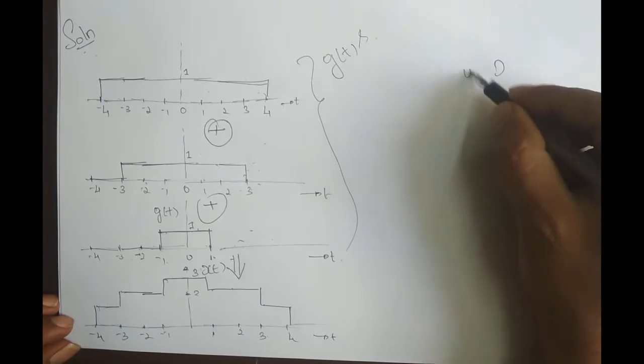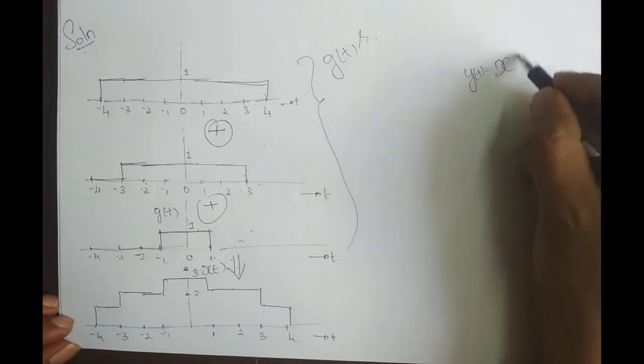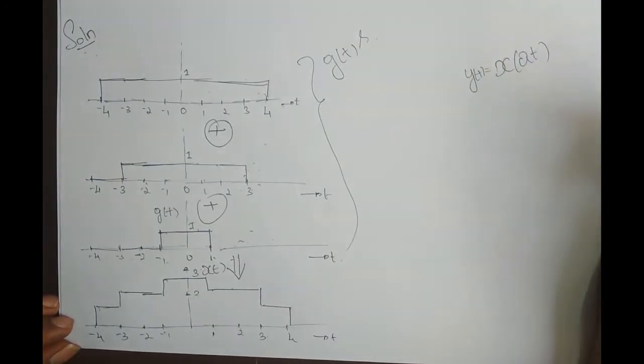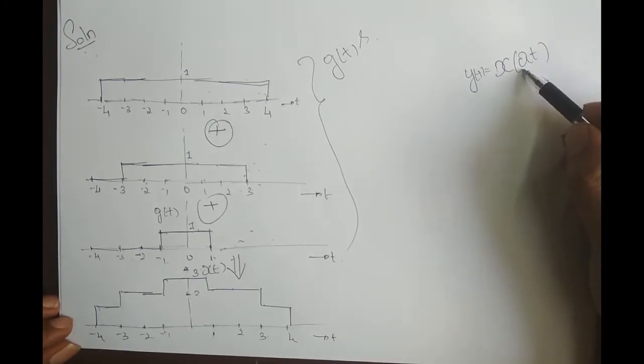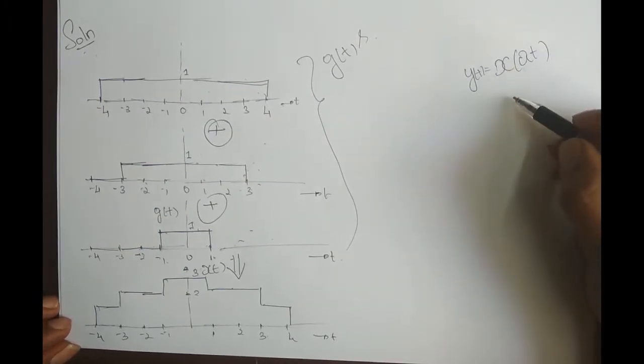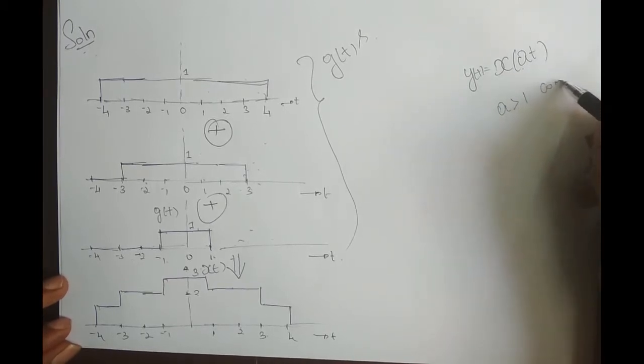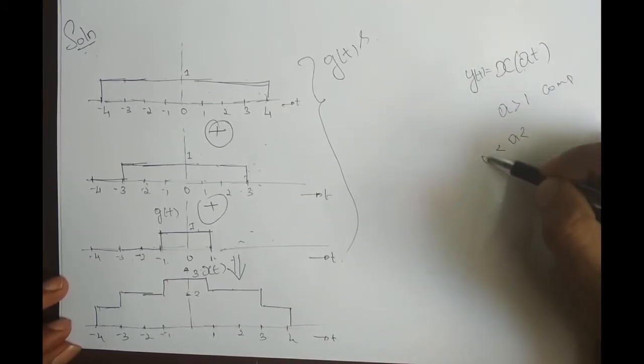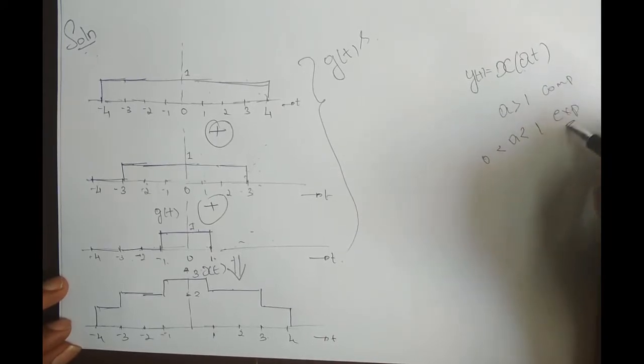So y of t is equal to what? x of a into t, right? Where a is the scaling factor. If a is greater than 1, it is compression, right? If a is in between 0 to 1, it is expansion, right?